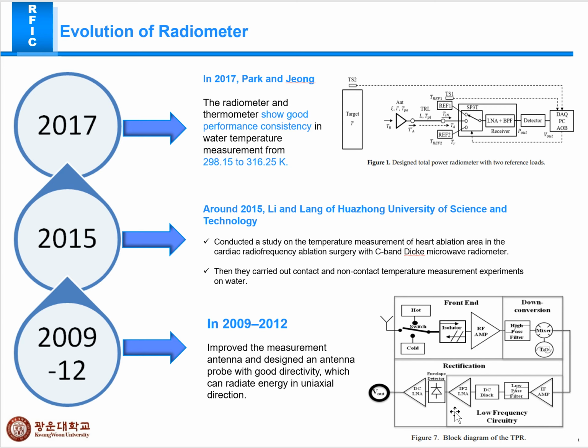In 2017, Park and John designed a total power radiometer with two reference loads, and this shows good performance consistency. The temperature measurement is about 298.15 to 316.29, which, when you convert to Celsius, gives a negative number, so it is not so appropriate with this result. So this was the evolution of the radiometer.